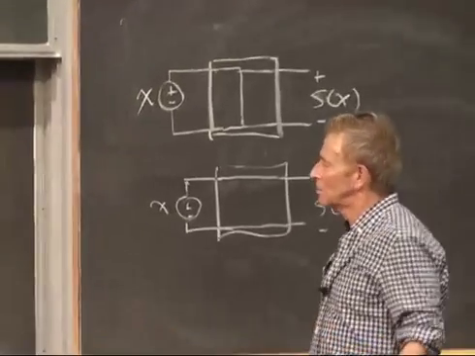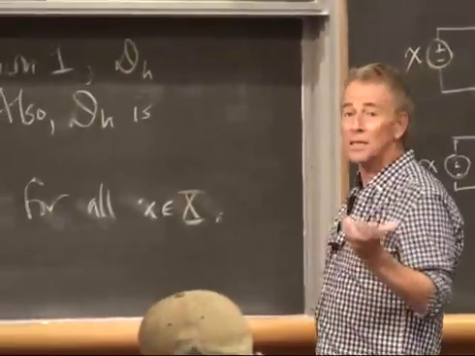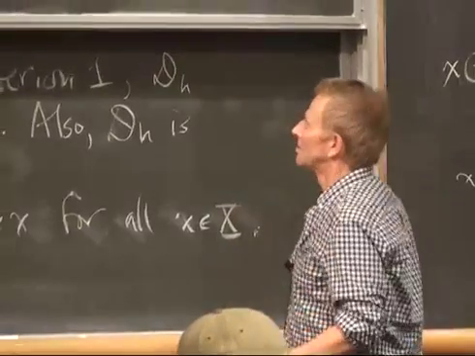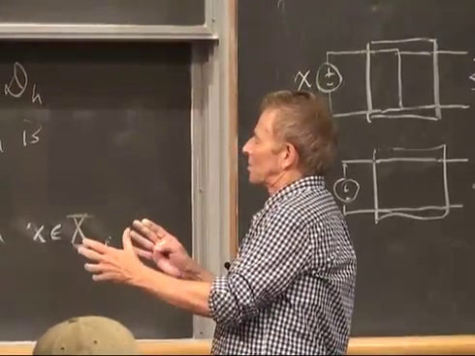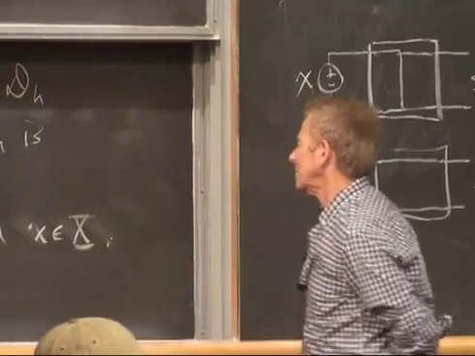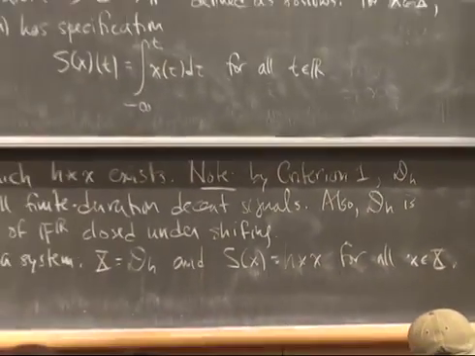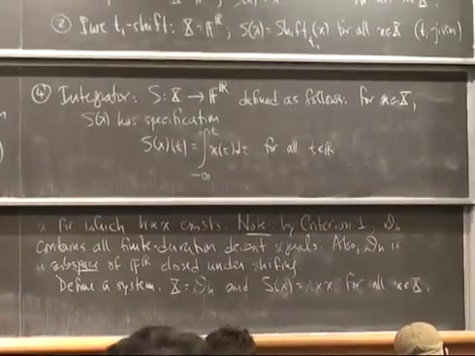If someone comes up to you on the street and gives you at least a decent signal h, you can define a system just by setting the input function space equal to D sub H and defining the system mapping as h convolved with x. All right.